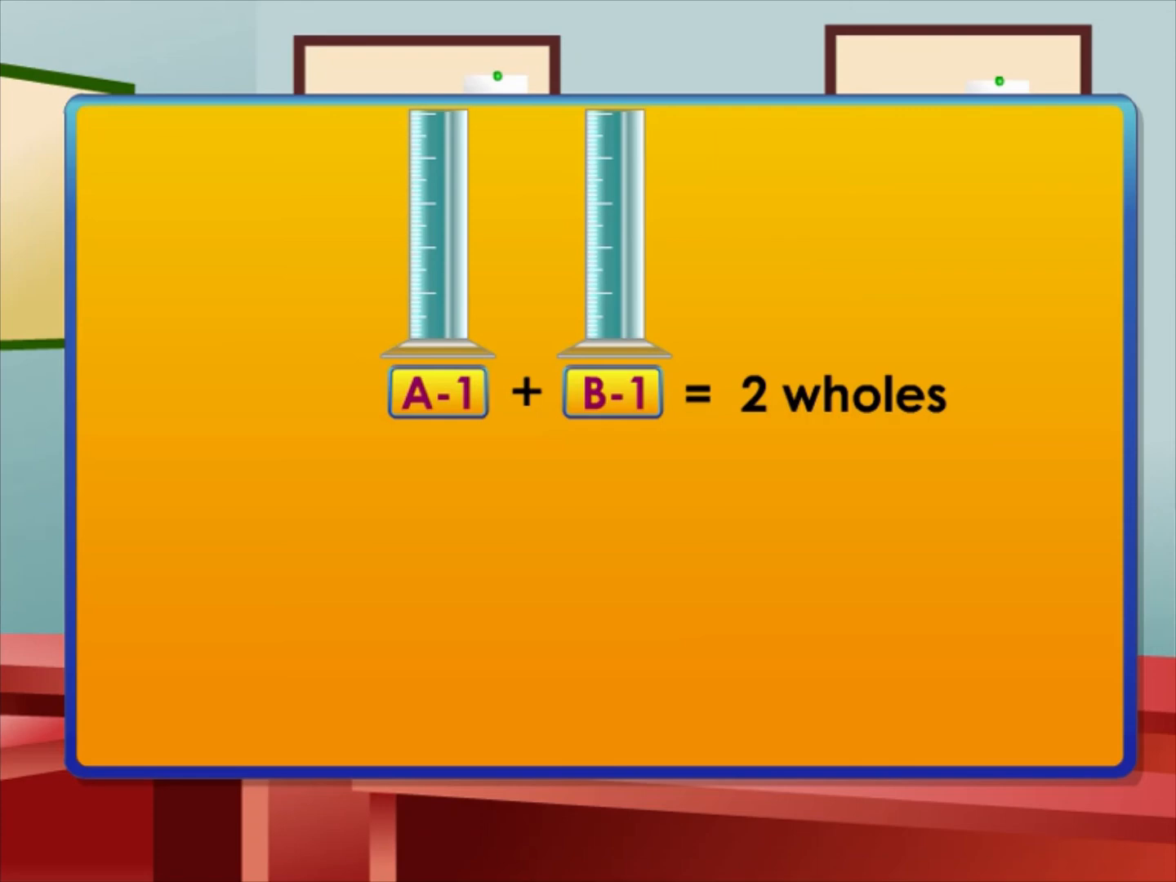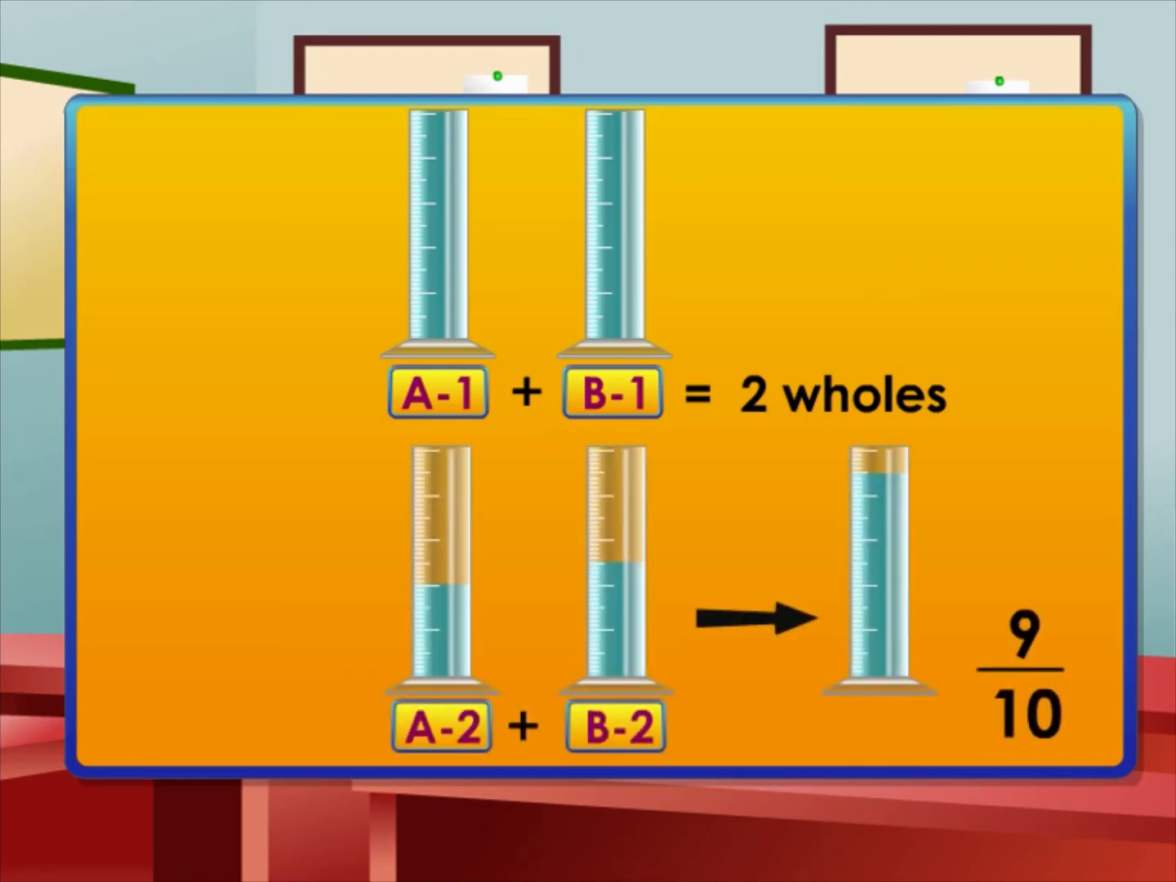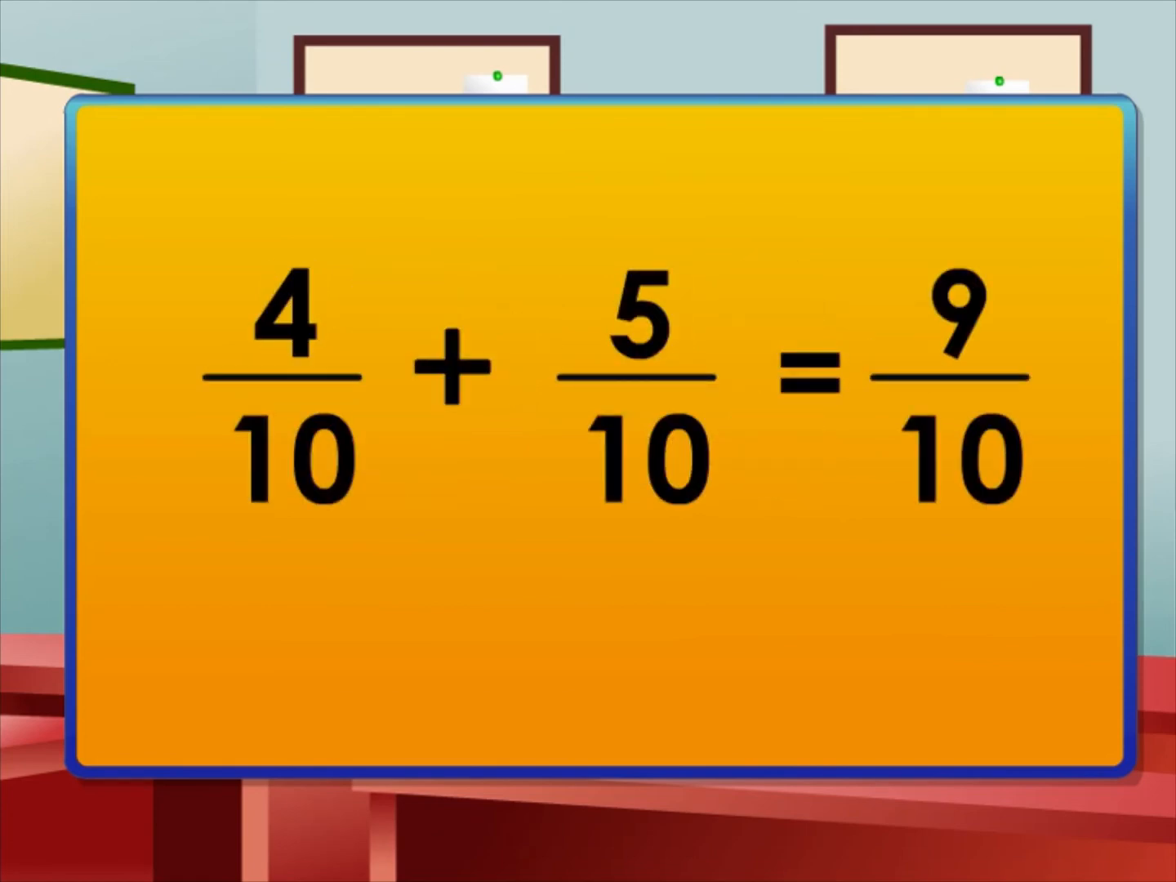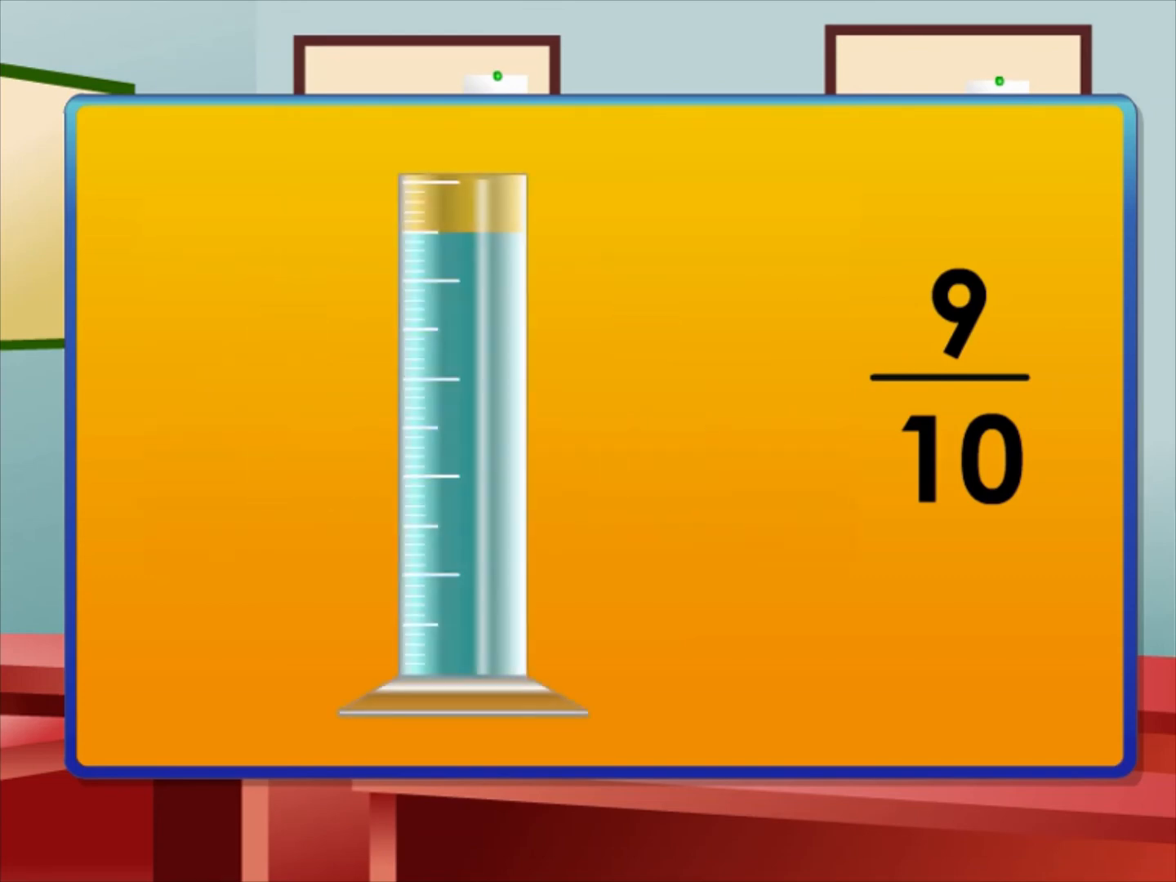It is 1 plus 1 equals 2. Then add up A2 and B2. 2 over 5 plus half of the cylinder is 9 over 10. We can prove the reading is right through the following number sentences. 2 over 5 plus half can also be written as 4 over 10 plus 5 over 10, which is equal to 9 over 10. It's the same as the reading in the cylinder. 4 over 10 plus 5 over 10 equals 9 over 10. That is good. Thank you, Aisha.